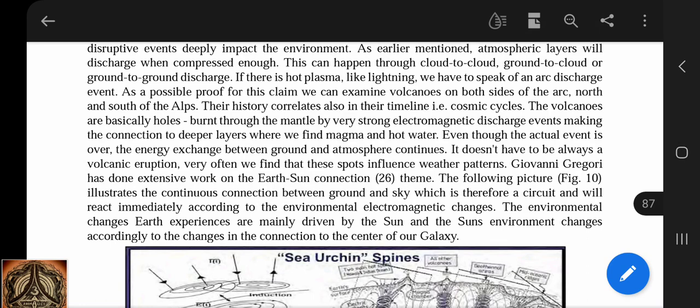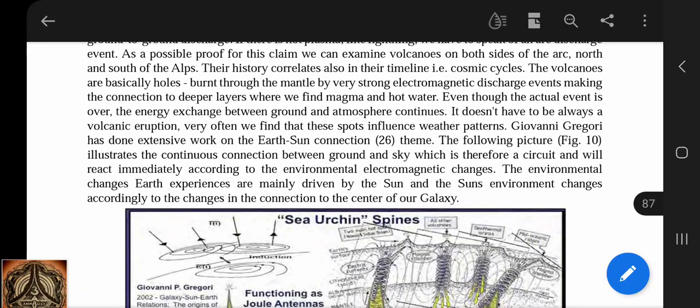The volcanoes are basically holes burned through the mantle by very strong electromagnetic discharge events, making the connection to deeper layers where we find magma and hot water. Even though the actual event is over, the energy exchange between ground and atmosphere continues. It doesn't always have to be a volcanic eruption. Very often we find that these spots influence weather patterns.